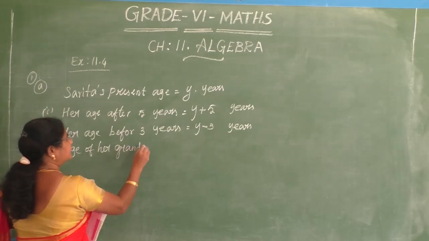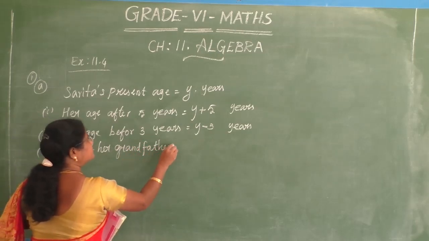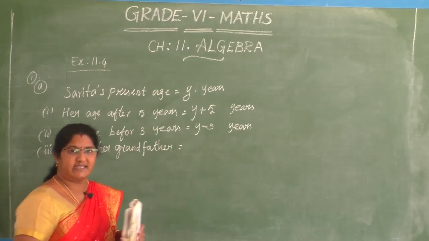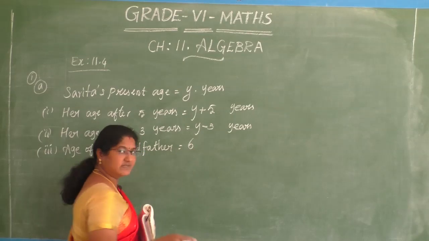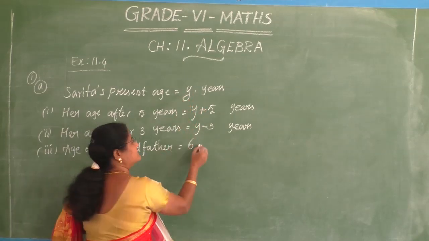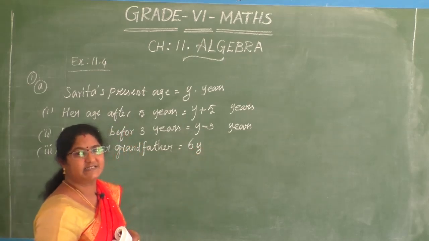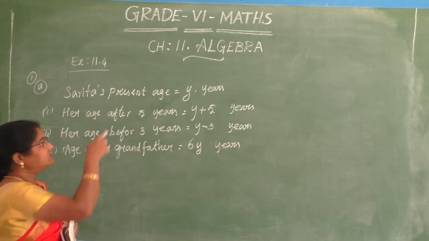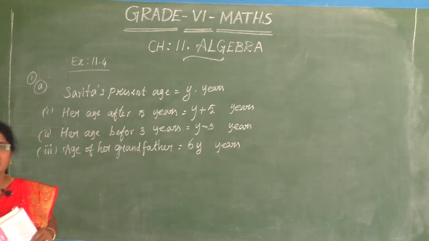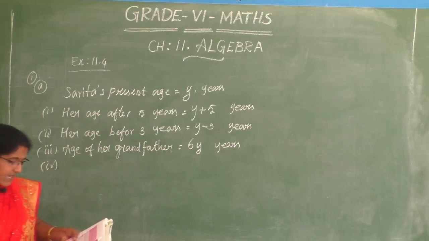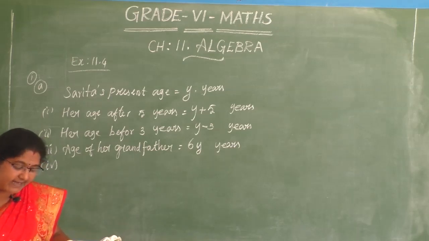Age of her grandfather, or grandfather's age, what is given? Grandfather's age is 6 times her age. Times means multiplication. 6 into her age, which is y years. So 6 times y, that is 6y. At present her age is y, so 6 times y is 6y. Clear? Next, fourth question. Grandmother is 2 years younger than grandfather.